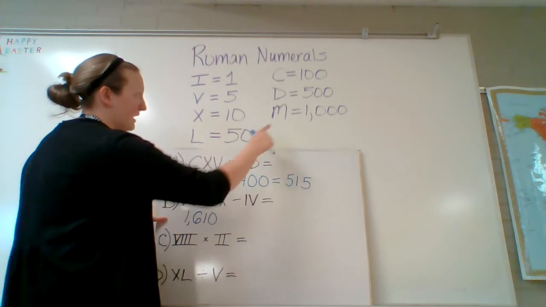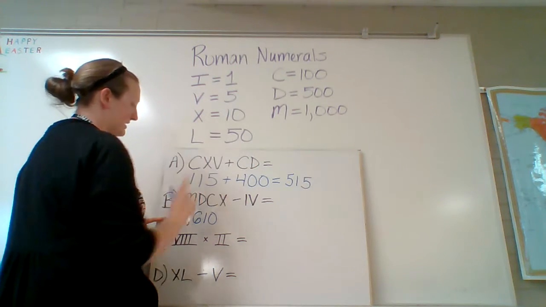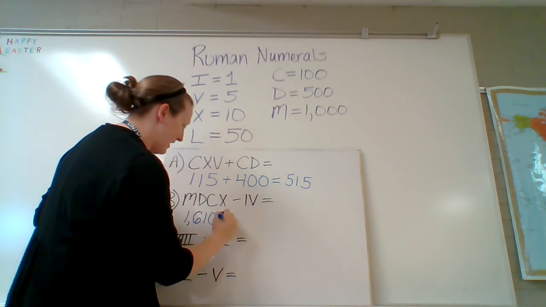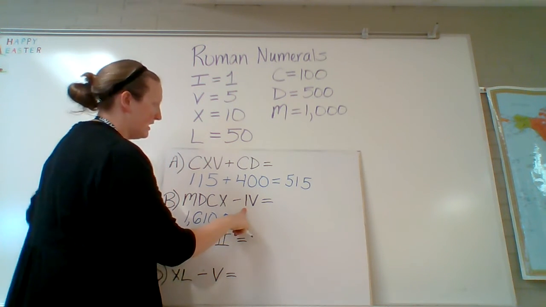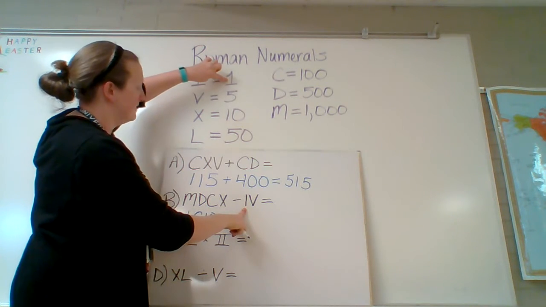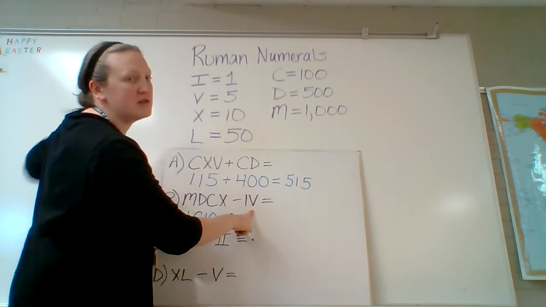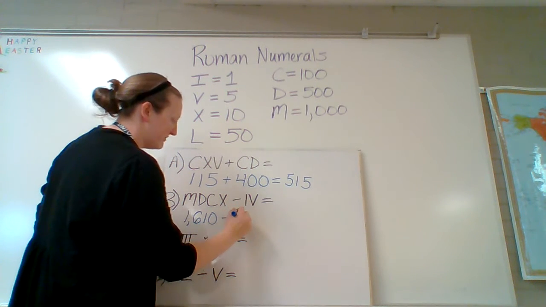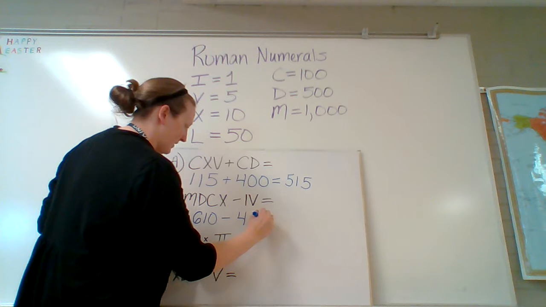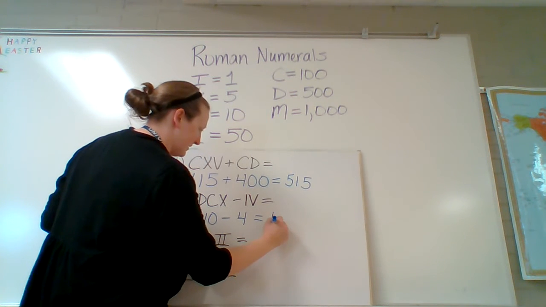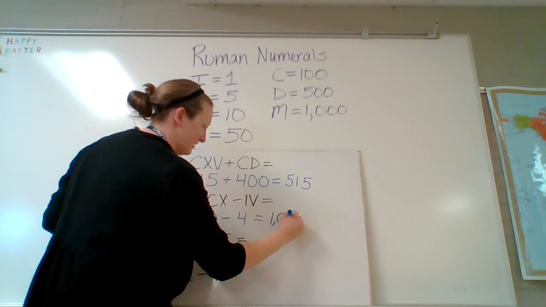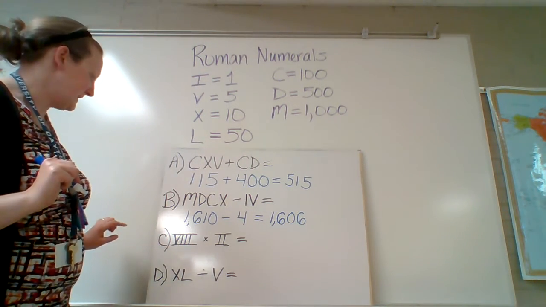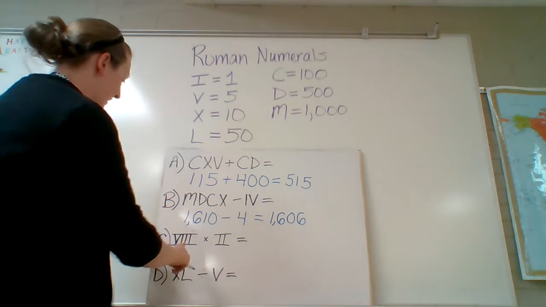So since I went from my largest, worked my way down to the smallest, I'm adding to create my first number. And then I'm going to subtract I equals 1 and V equals 5. So I've got to subtract here. 5 minus 1 is 4. So my total for this one is going to be 1,606.